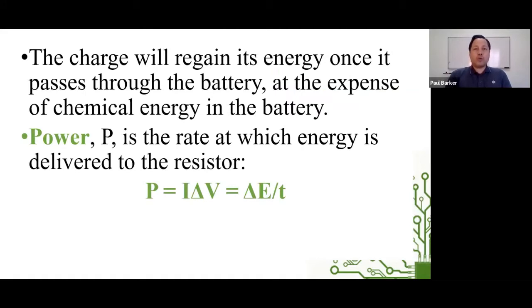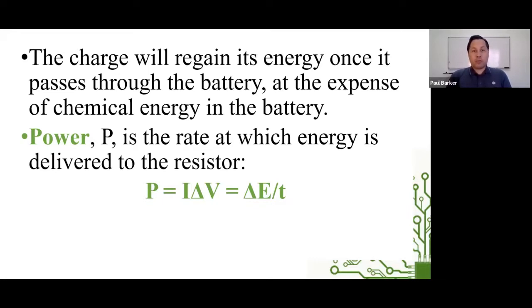The charge will regain its energy once it passes through the battery at the expense of the chemical energy in the battery. So the battery increases the potential energy for the charge, but it does lose chemical energy along the way. Eventually that will lead to the battery losing all of its chemical energy, and we refer to the battery as being dead.